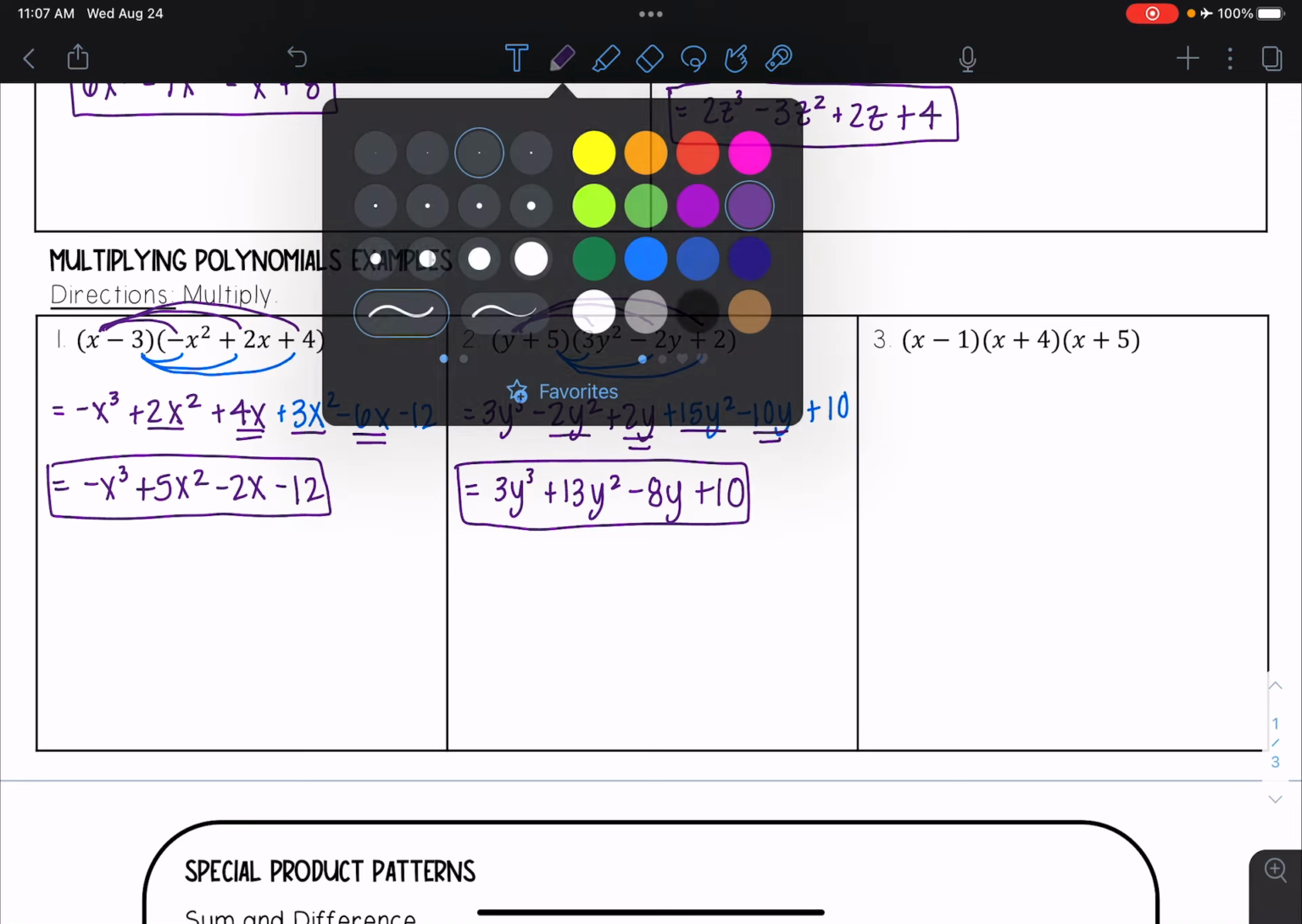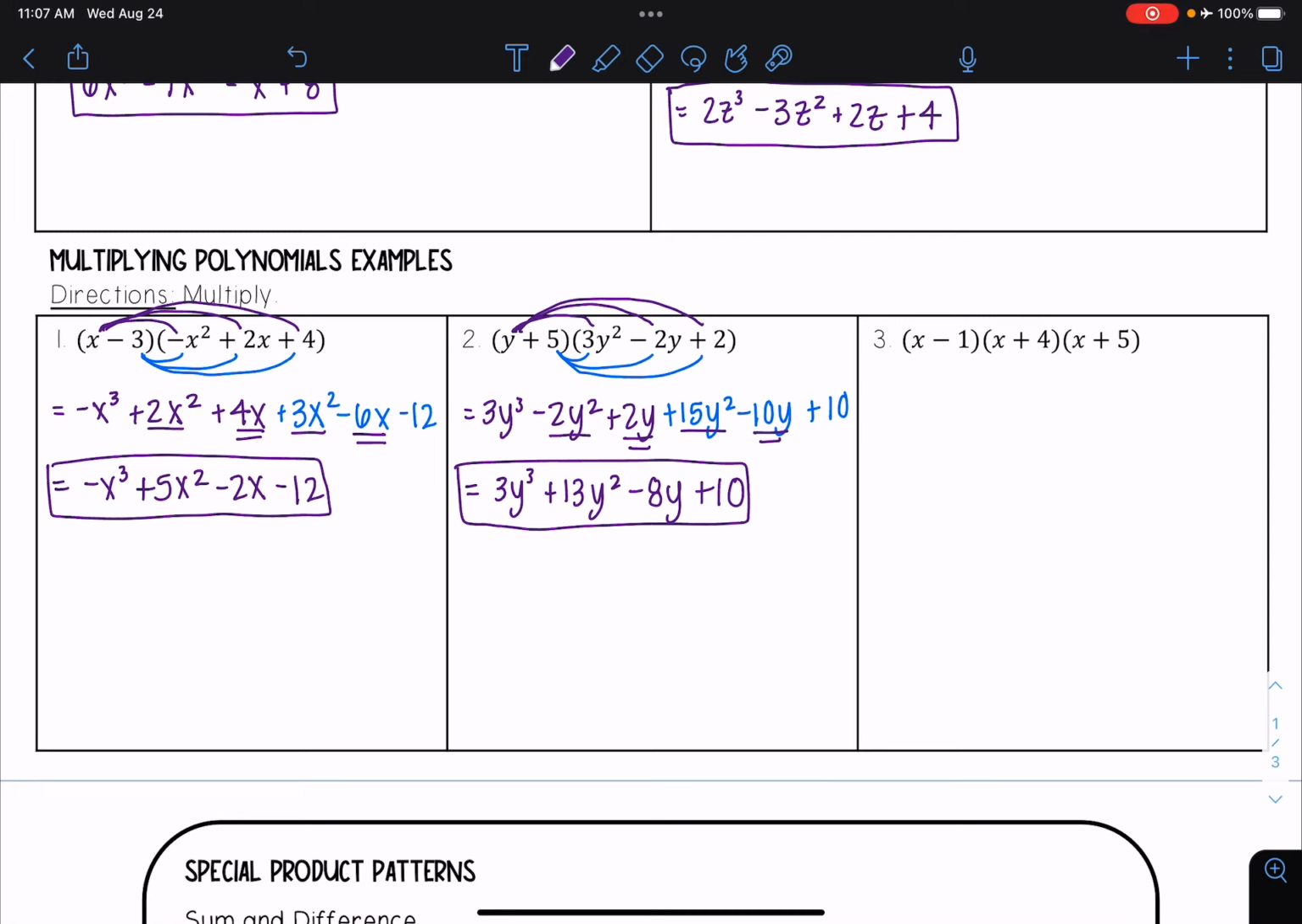Okay, now this last one looks a little bit different. I have three binomials that I'm now multiplying. So I'm going to have a few more steps with this one. I'm going to start with going ahead and multiplying the first two binomials. So I'm going to have x times x to get x squared, x times 4 to get 4x, negative 1 times x to get negative x, then negative 1 times 4 to get negative 4.